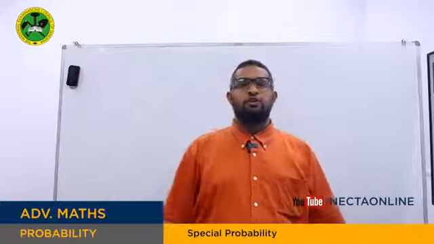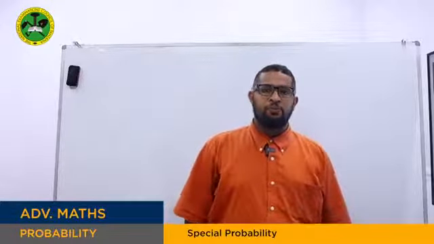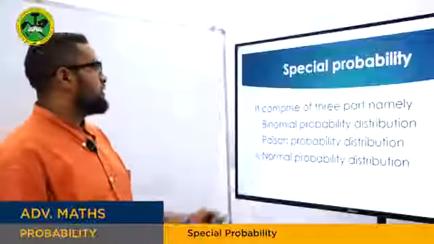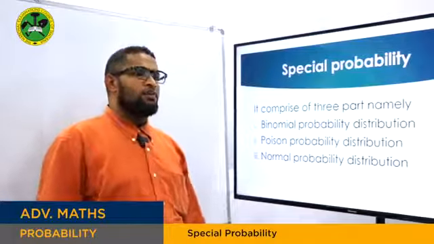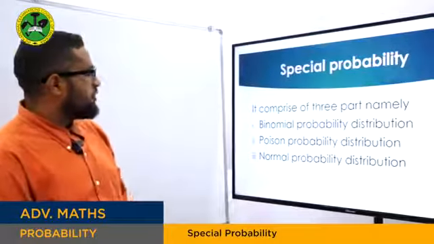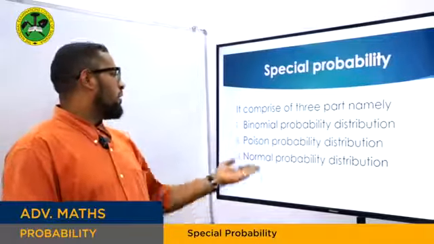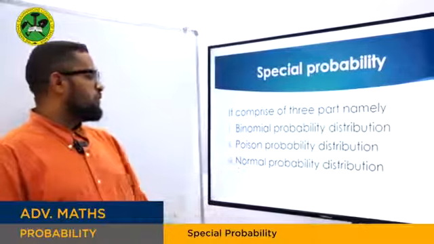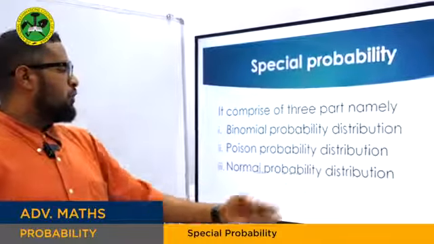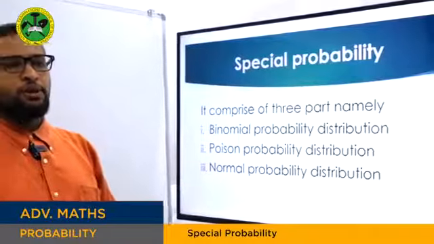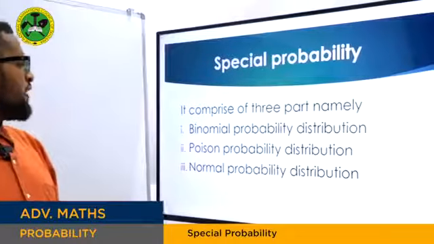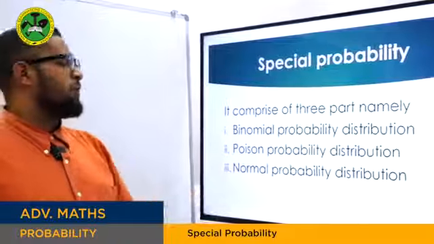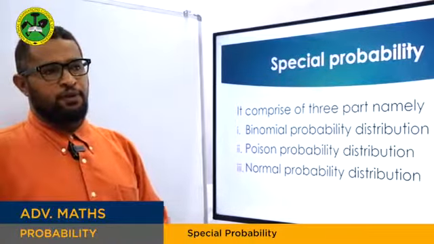Still, we are continuing with our revision on probability, but today we are going to focus on special probability. Under special probability, you need to revise binomial probability distribution, Poisson probability distribution, and normal probability distribution. But for this session, we will revise only two: binomial probability distribution and Poisson probability distribution.